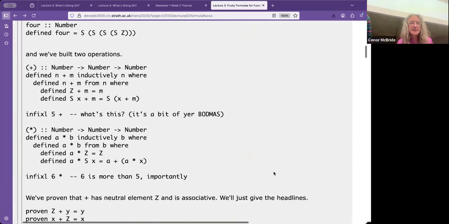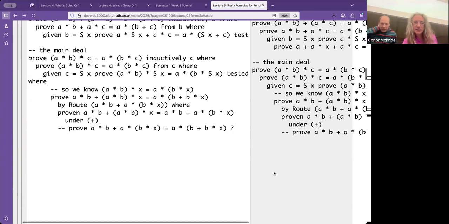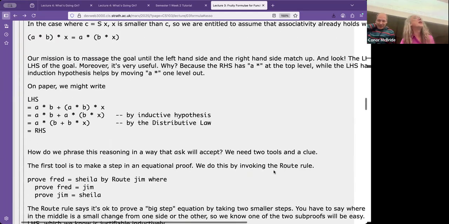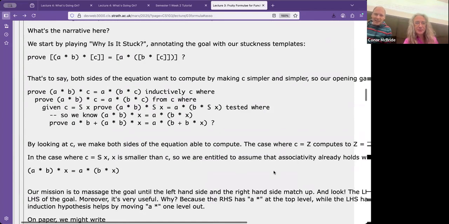We were in the business of proving that multiplication is associative. And I've written a whole load more content on that than was there on Friday, just talking through the ideas very slowly. So please do refer to that and see what's really going on.